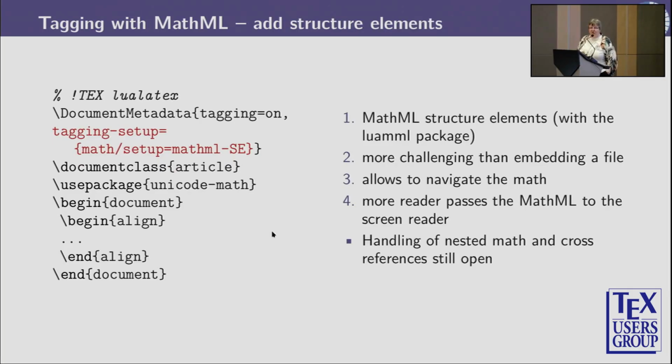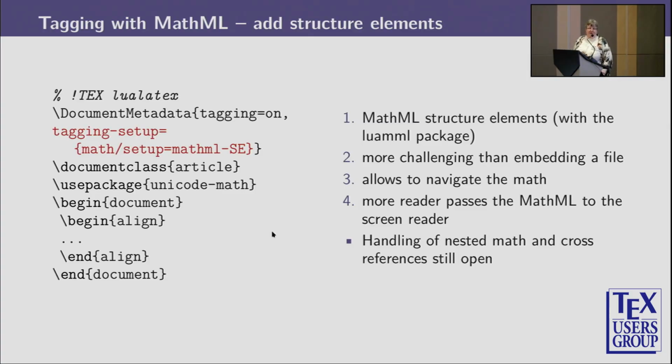The other option to add MathML is with structure elements, which are inside the PDF. For this, you have to add a tagging setup command, which says use MathML structure elements. As I said, you can also use both. Then you have to say use also MathML RF, and then you get both. And this creates then MathML structure elements.